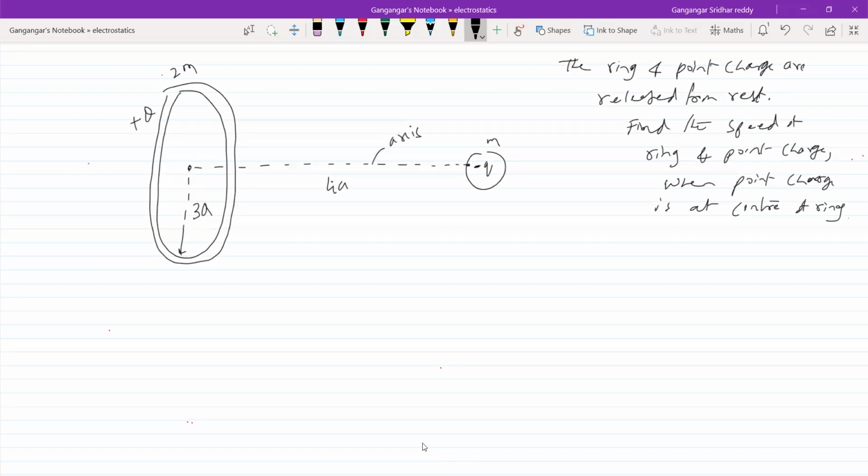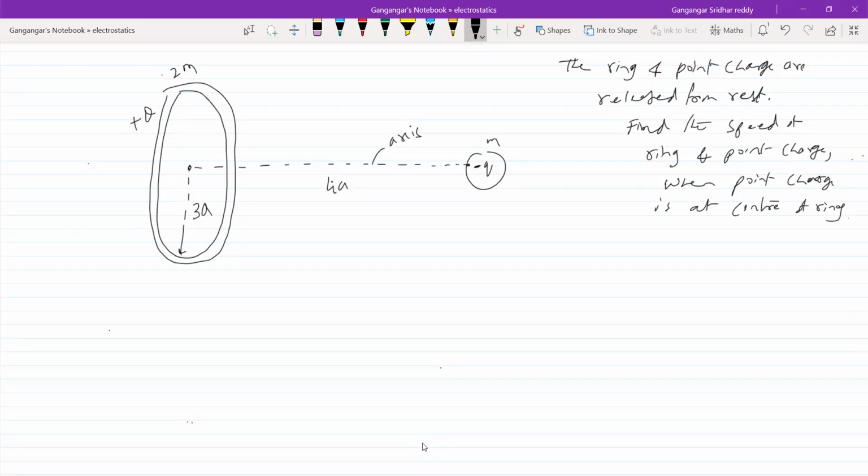You can solve this by the force method approach or the energy method approach. There's a positive charge ring and a negative point charge. Will they attract or repel? They'll attract each other. Where do they meet? They should meet at center of mass.